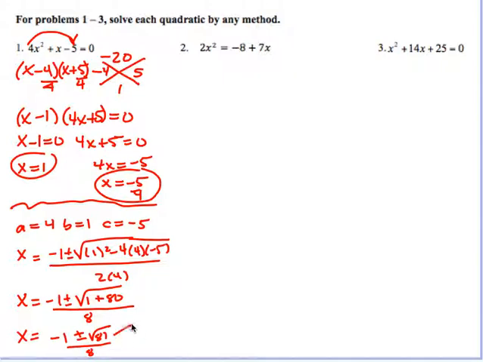And of course the square root of 81 is 9. So you ended up getting negative 1 plus or minus 9 all over 8, and then that simplified to 1 and negative 5 over 4.